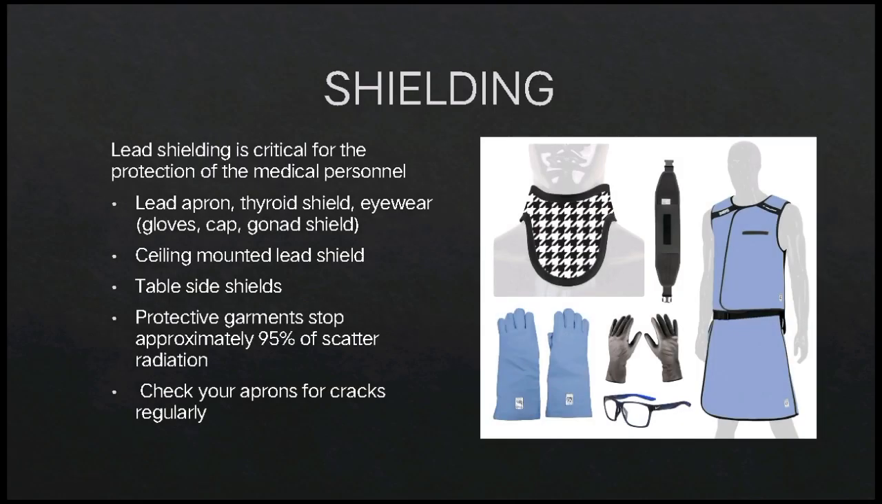Next is shielding. Lead shielding is critical for the protection of the medical personnel. Lead apron, thyroid shield, eyewear along with the gloves, cap, gonad shield, ceiling-mounted lead shield, table side shields, and protective garments stop approximately 90% of scatter radiation, and lastly, check your aprons for cracks regularly.